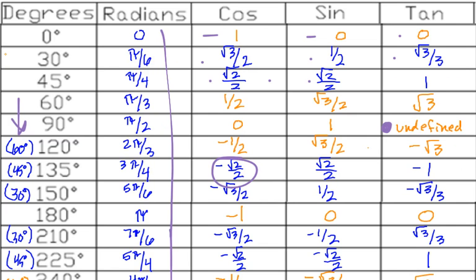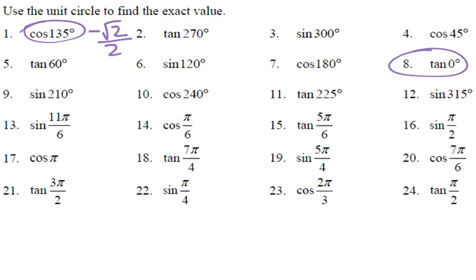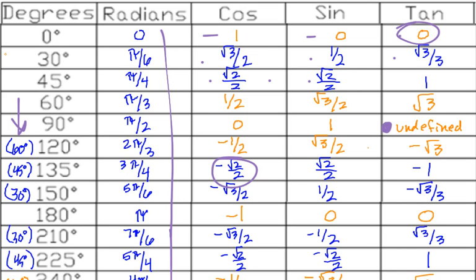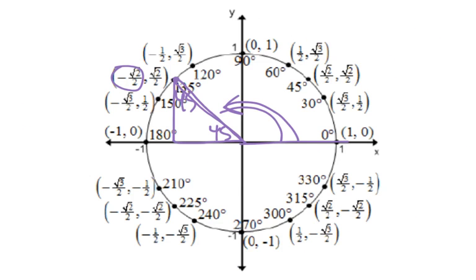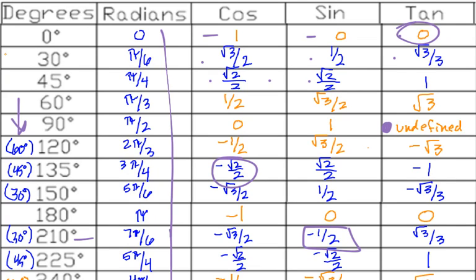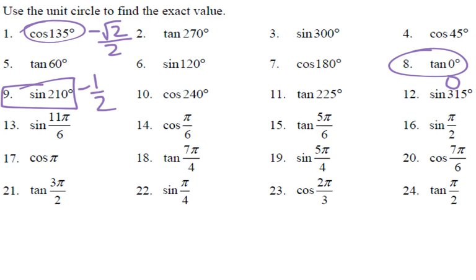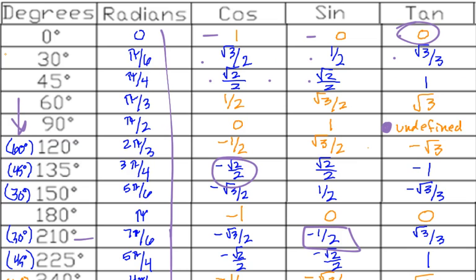Tangent of 0. If you've got that table filled out, pretty easy. Tangent of 0 is 0. The sine of 210. 210, right here. Where's the sign? Negative 1/2. Once you use that unit circle to fill out this information, whether you keep it in the circle form or this, you pretty much can just look at this stuff and figure it out. Now, if you do it with radians, it can be a little tricky. You could change that to degrees, or hopefully you've figured out your radians.